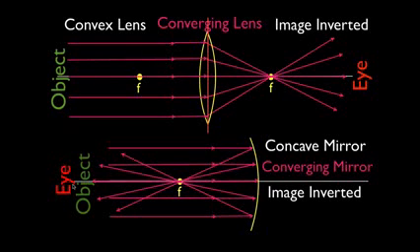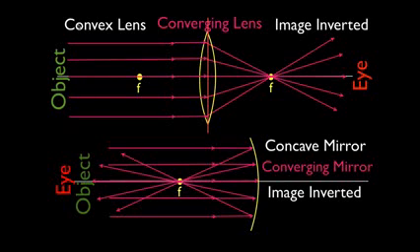And as long as the object is beyond the focal point, then the image will appear upside down. If we bring the object inside the focal point, then something different happens, which we'll talk about in future videos. Then it will appear right side up. But for parallel light rays that are coming in from greater than the focal point, the light rays converge at the focal point, and the image appears inverted.